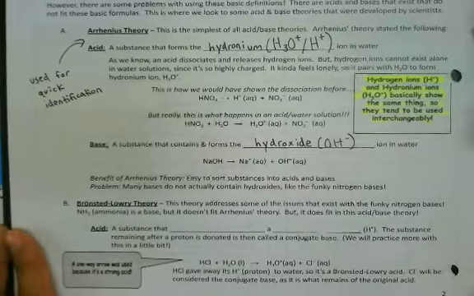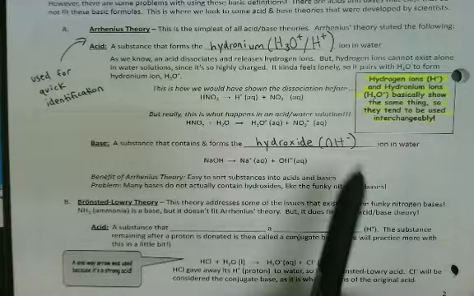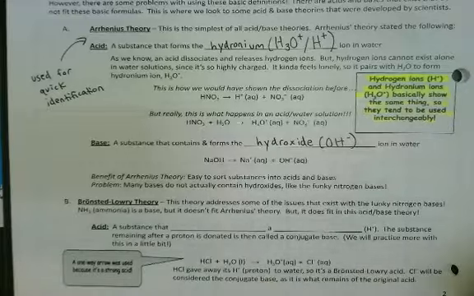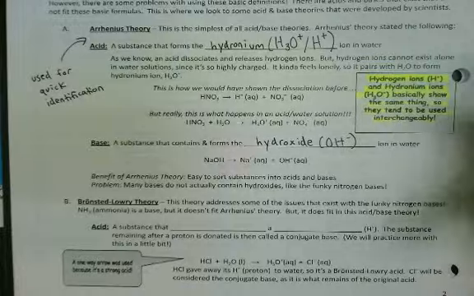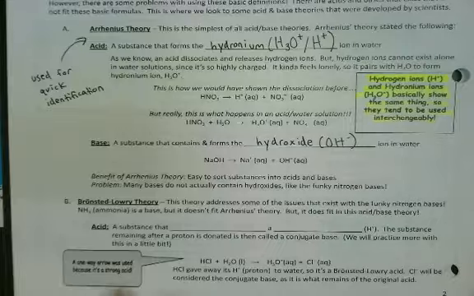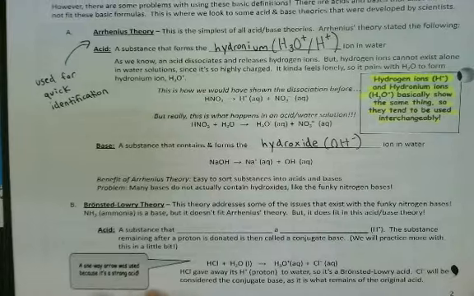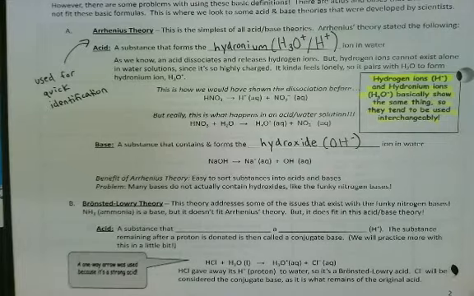The problem is that many bases do not actually contain this hydroxide ion, like something like sodium hydroxide does. And so our nitrogen bases, like ammonia, are not actually considered bases by the Arrhenius theory. So we're going to talk about the Bronsted-Lowry theory, a theory that would include those as bases. But before we do that, what questions do y'all have so far?